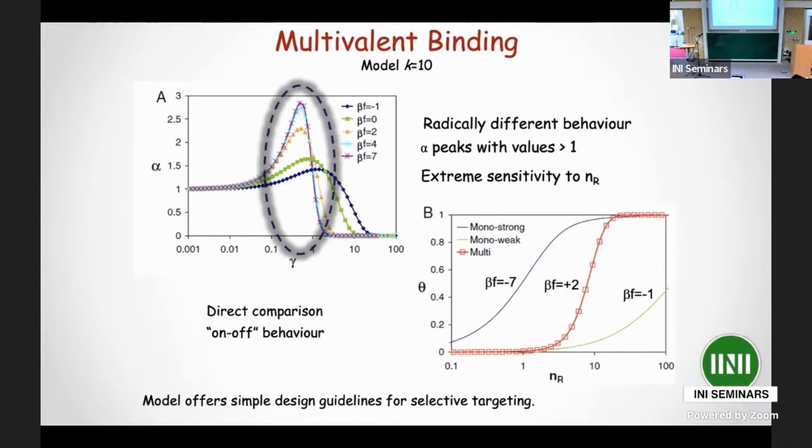Beta F is a free energy of bond. But now I'm not sure in this model if it's defined as a single ligand-receptor bond, but maybe it's something collective.